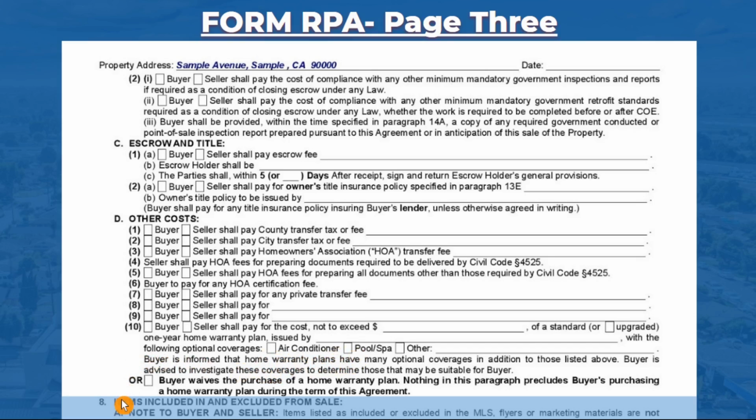And in rare situations, I don't think I've ever recommended a buyer waive the purchase of a home warranty plan, but you can do that if you want. If, for some reason, it suits your situation, then we could talk about that in greater detail.